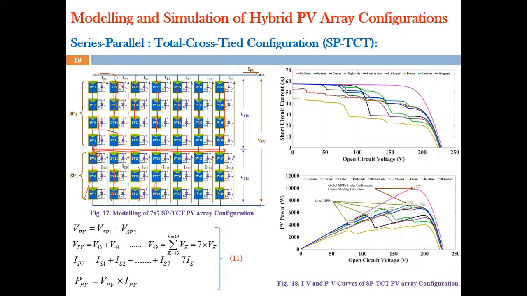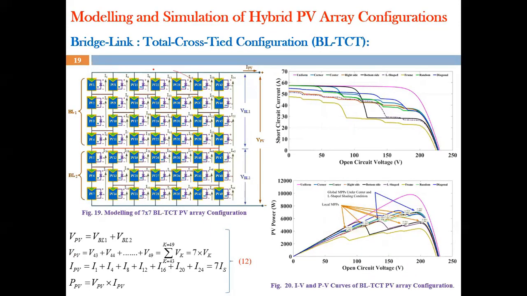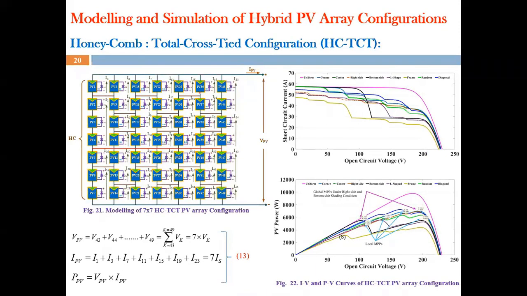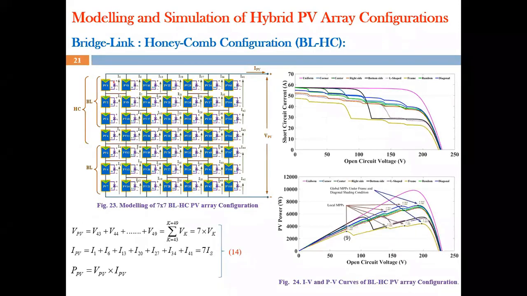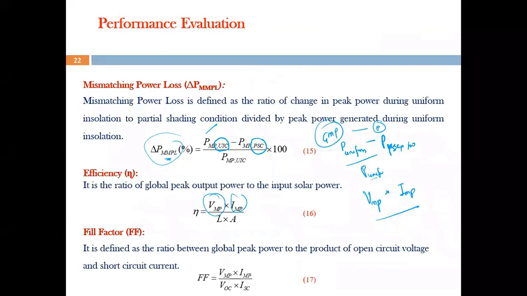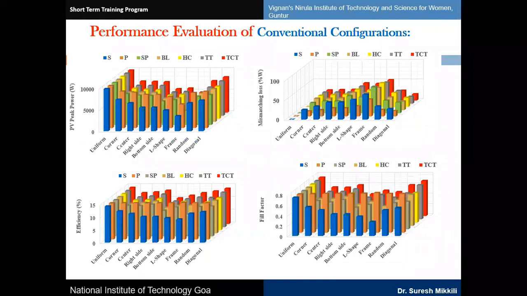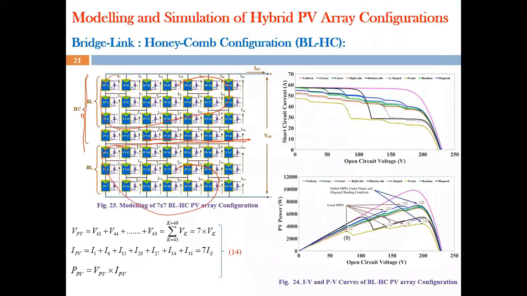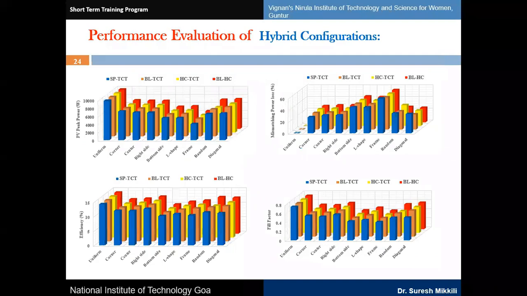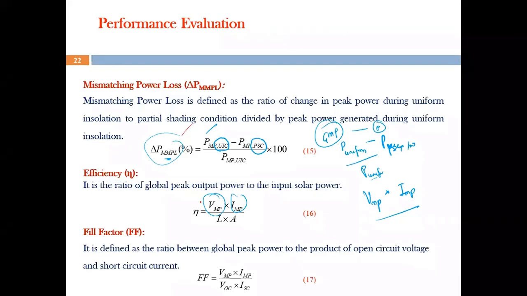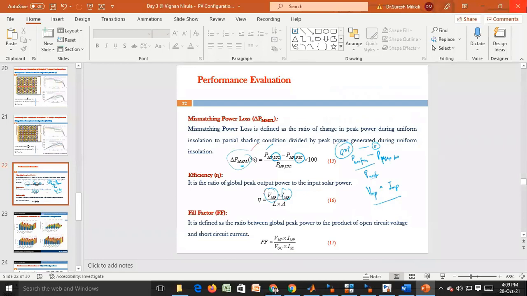How is the performance? Here, bridge link top, down bridge link, how is the performance? Top honeycomb, down honeycomb, how is the performance? You can take different variations: honeycomb, down is bridge link, middle is TCT. So we have seen different variations. You can work on it, and by using these parameters, power, efficiency, and fill factor can be considered. You can see which one is giving the better performance.